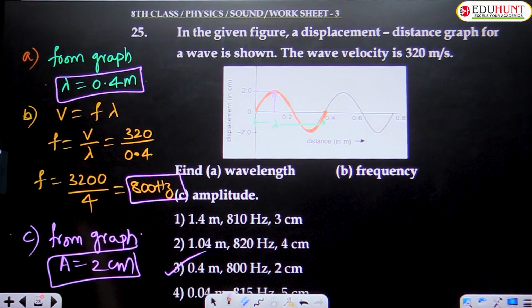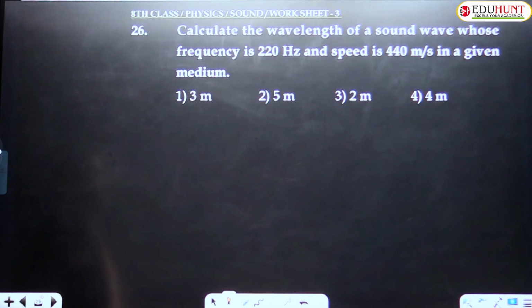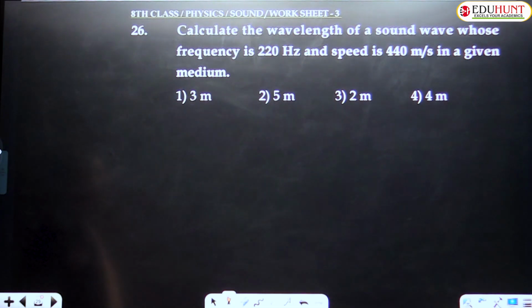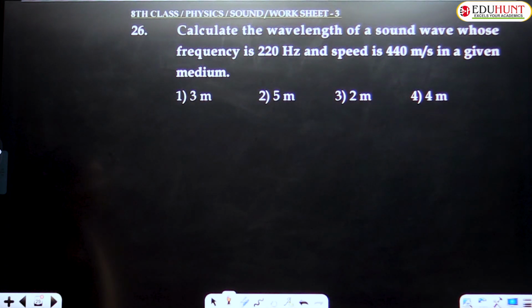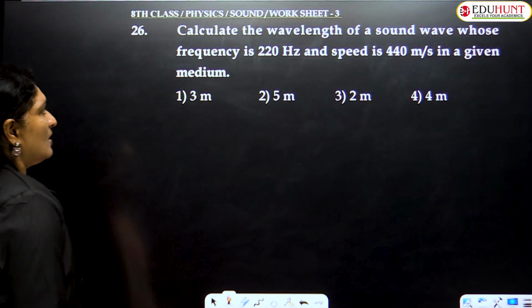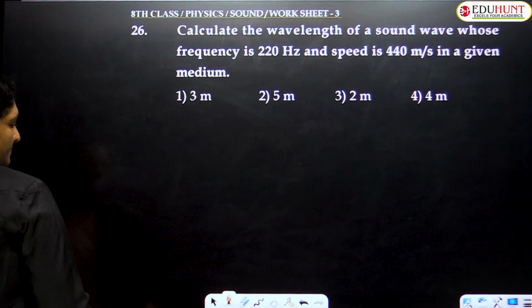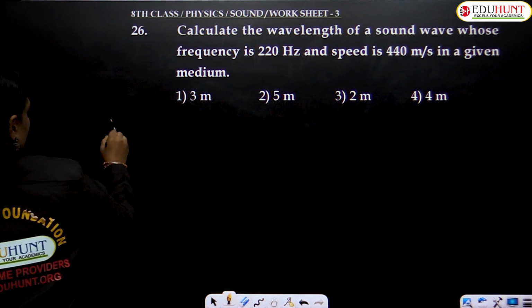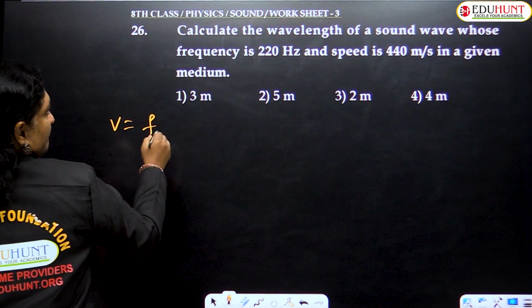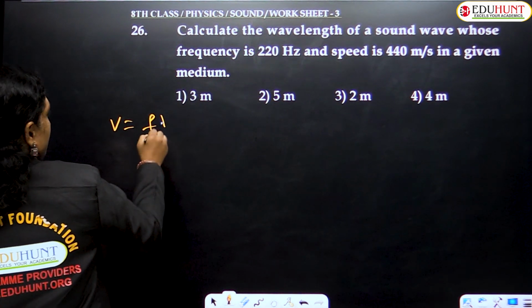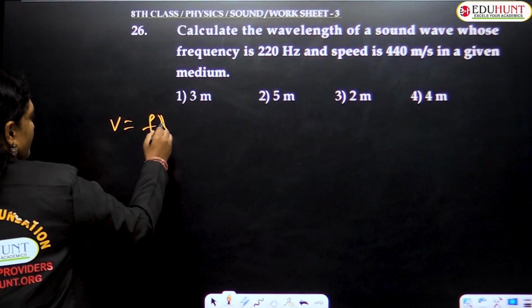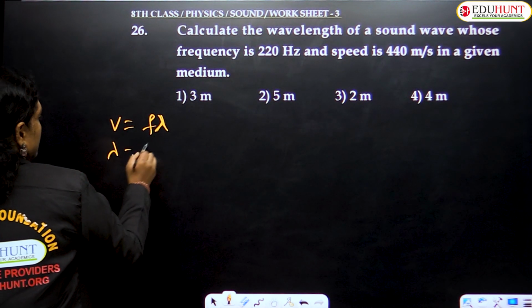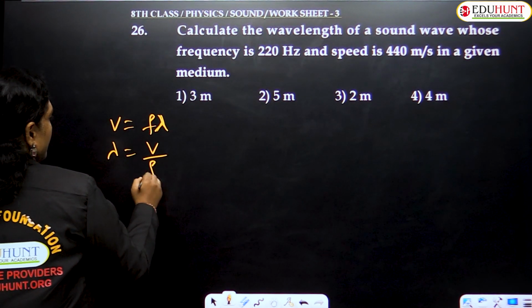You need to study the graph carefully. Now the 26th: calculate the wavelength of a sound wave whose frequency is 220 Hz. How much is the frequency? 220. Speed 440. That's it. Relation between the speed, frequency and wavelength: let us recall back. Speed V, frequency F and wavelength lambda. That's it. V equals F lambda. You're asked to find lambda. So lambda can be given as, bringing the F to the other side, V by F.